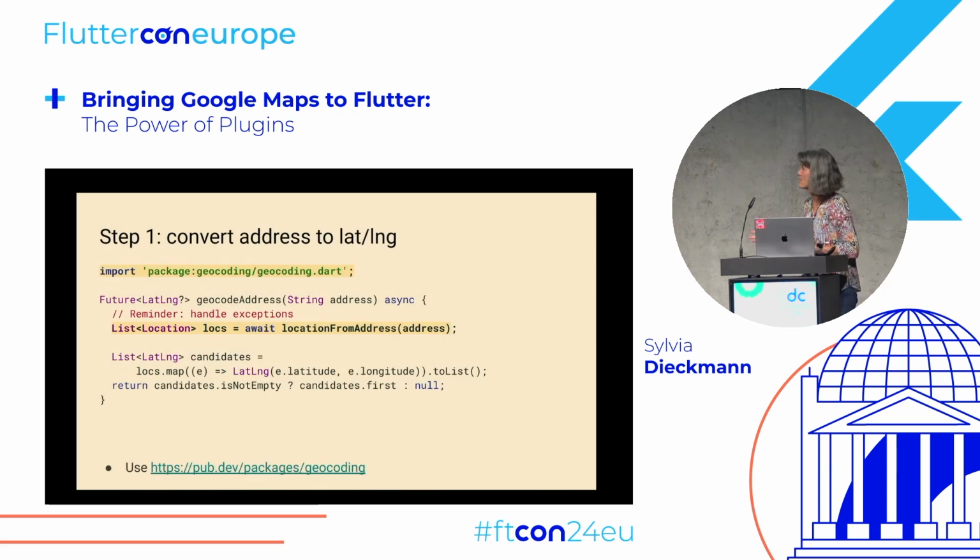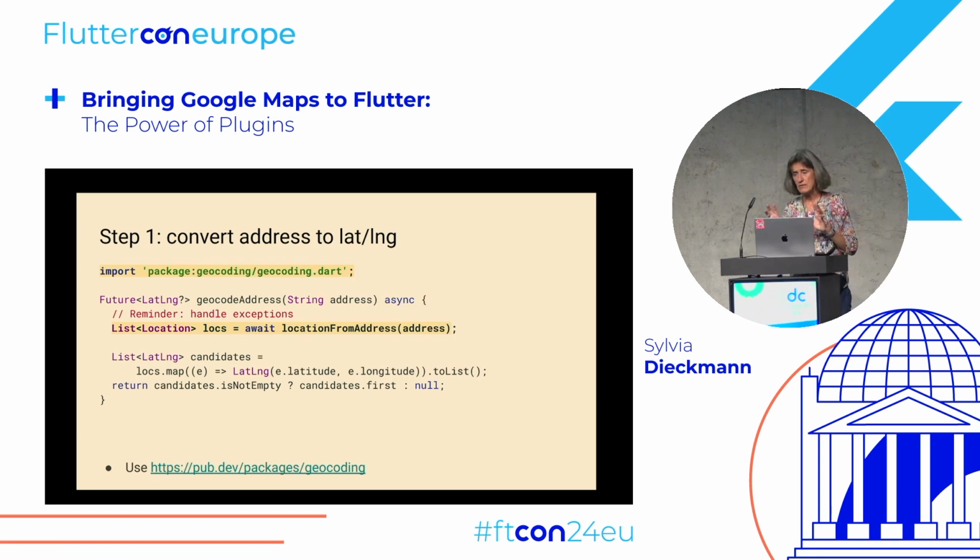If I want to break this down a little bit, this was the first step, converting the address to lat and long. Here I'm using a new package, a geocoding package. And it provides me with a function, location from address. You take an address, it's an asynchronous call, and you get back a list of locations.